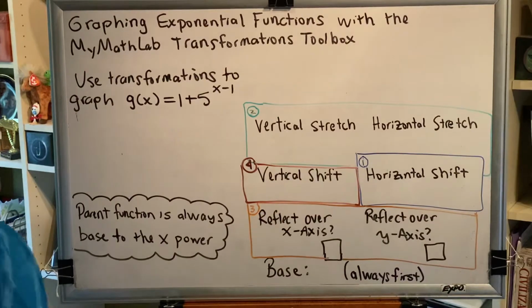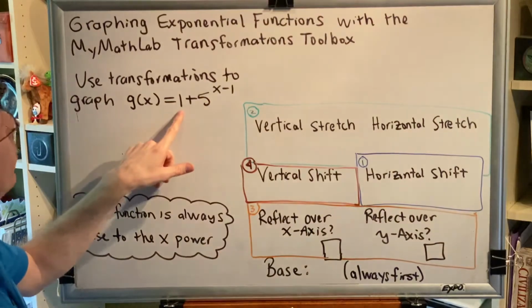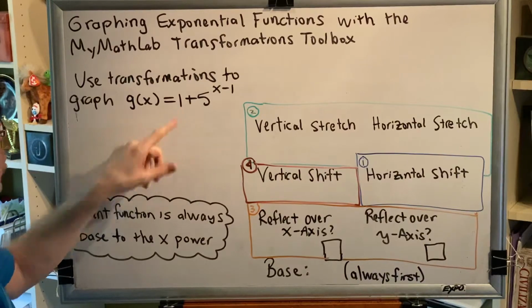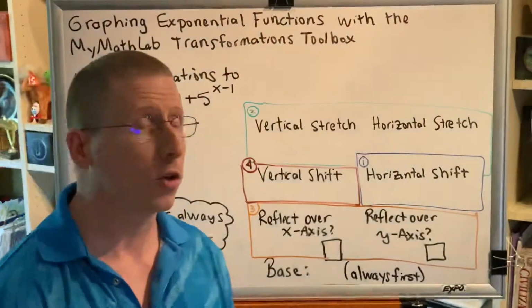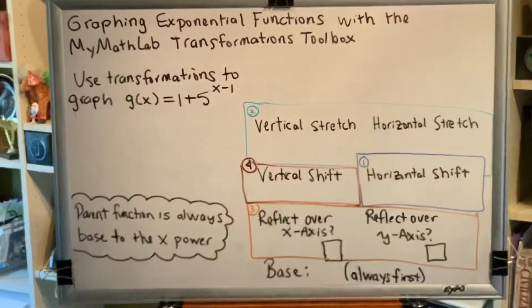Okay, the most common mistake that students make with this problem is they see this 1 out front and they believe that is indicative of some sort of a vertical stretch or a vertical shrink or a vertical compression. It is none of those, because this is being added and not multiplied.